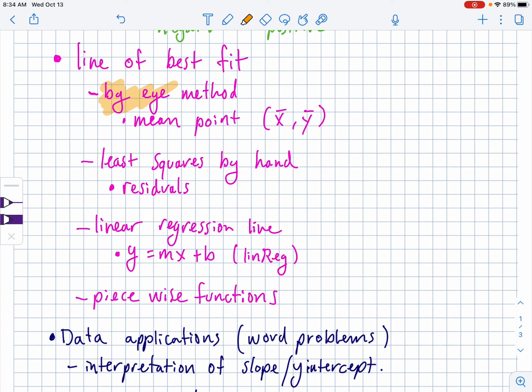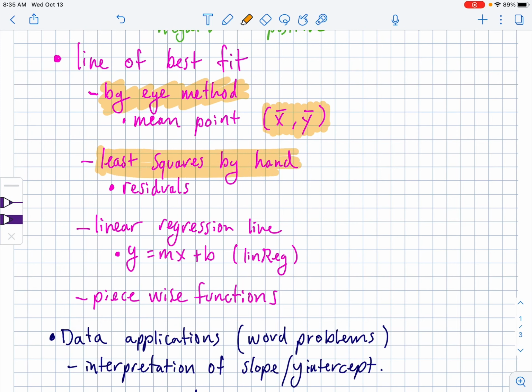We've also been doing lines of best fit. All of these are in a y equals mx plus b form. The first way we did it is we did a scatter plot and did a by eye method. The by eye method was finding the mean point, which was x bar comma y bar. It's the mean of x and y, and then you plot it as a coordinate. Then the by eye method, you make a line of best fit go through that point, and try to get about half the data points above and half below.